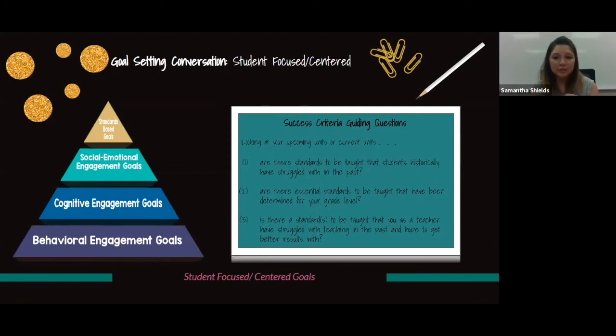Is there a standard to be taught in that unit that you as a teacher have historically struggled with in the past and that you want better results with? Is there something we can partner on together for better student outcomes on that? And so, it's our job as a coach to partner with the classroom teacher and determine where the need is and the steps that it will take for our students to get there.